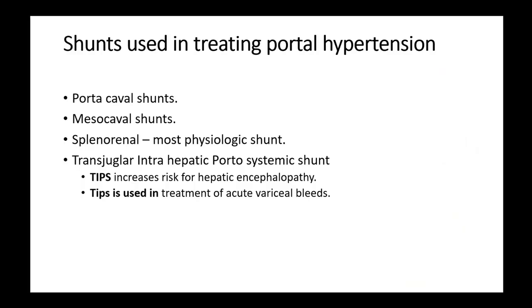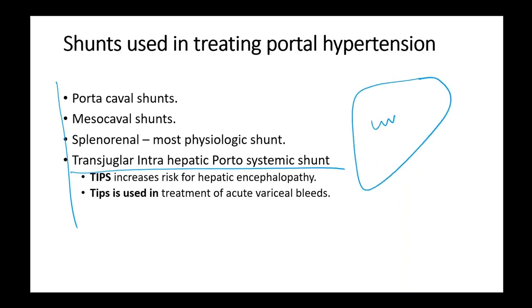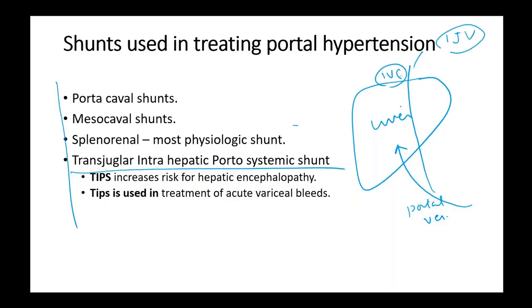The shunt used in treating portal hypertension, you don't have to know this. The only thing to remember is the TIPS procedure, transjugular intrahepatic portosystemic shunt. In this procedure, the liver is damaged, the blood is not moving forward, so you will place a shunt from the portal vein. The shunt will go through the portal vein all the way into the inferior vena cava and then into the internal jugular vein. So basically you are bypassing the liver. So this is called the TIPS procedure.